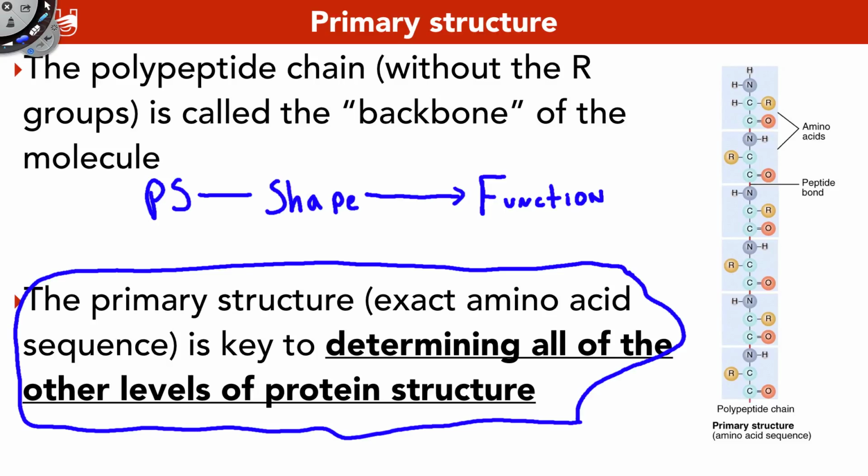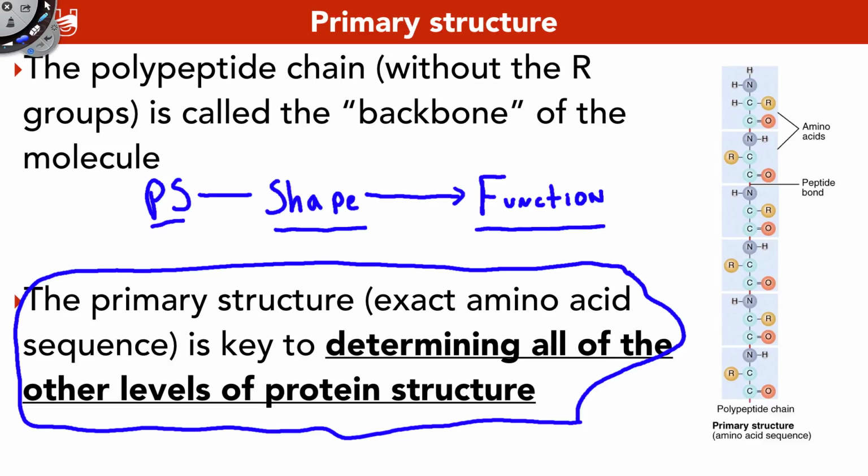If you were to change the primary sequence, you may change the shape. If you change the shape, you may change the function. Now, I'm using the term may here because does it always? No. Or if it does, it's such a minor amount that it's inconsequential. Depends on the change. Sometimes that change can be significant.